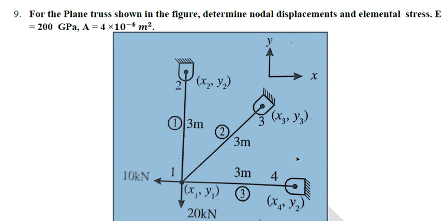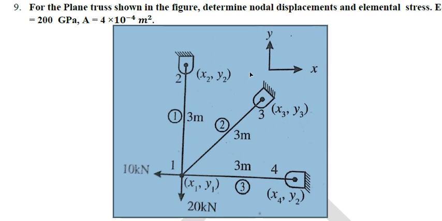So 8 degrees of freedom. The global stiffness matrix will be of the size 8 cross 8. This is a very important problem. Many times asked in the examination. Might be asked in the internals also. So very important problem. Please take care.